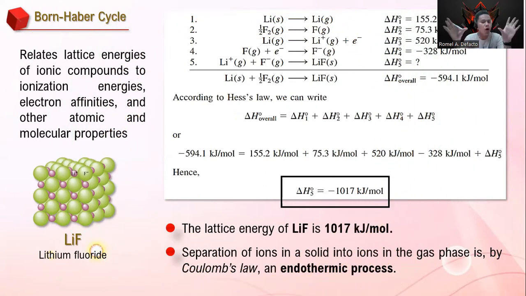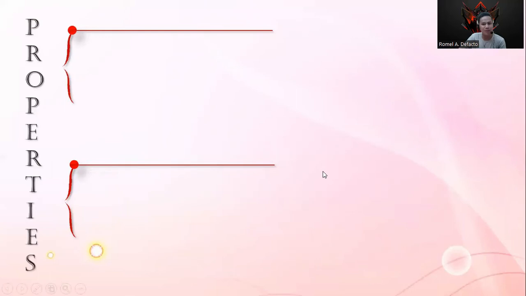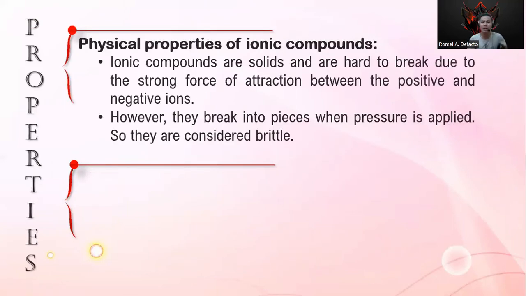So, knowing all of those, we started our discussion with how ions are formed and what's happening in the process. Then we also discussed the Lewis dot structure and naming, 'di ba? And then our last discussion focuses on the lattice energy. So using all of that information, we can now look at the characteristics or properties of ionic compounds. So, let's start first with physical properties.